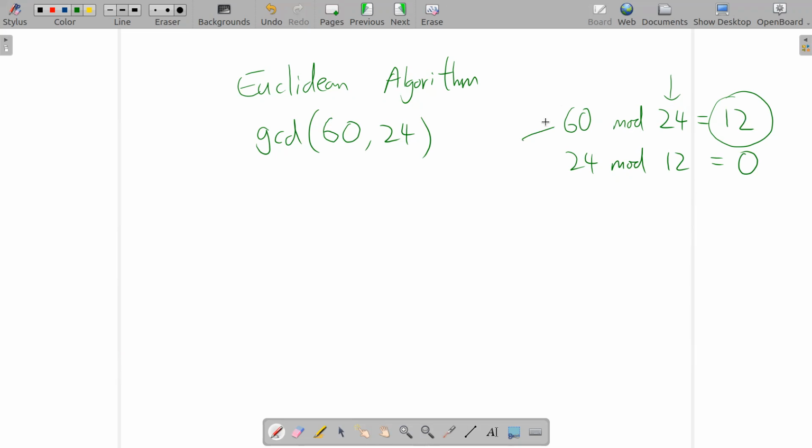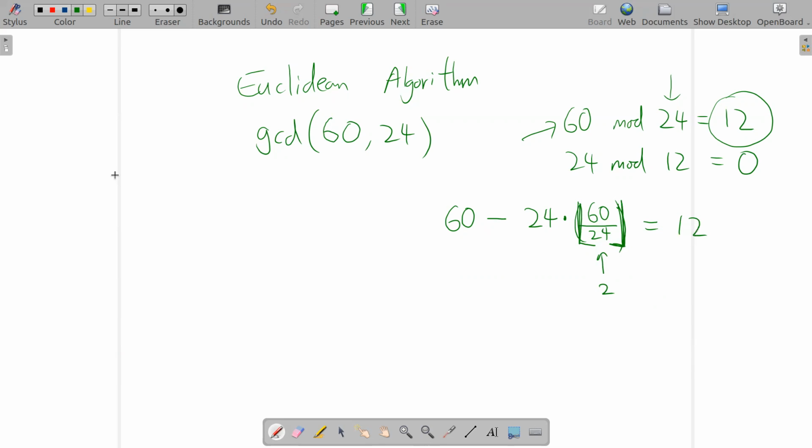Okay, but what is 60 mod 24? What does that actually mean? 60 mod 24 is 60 minus 24 times the quotient, the floor of 60 over 24. I guess I should write it like this. In this case, the quotient is 2. So you basically multiply 24 times 2.